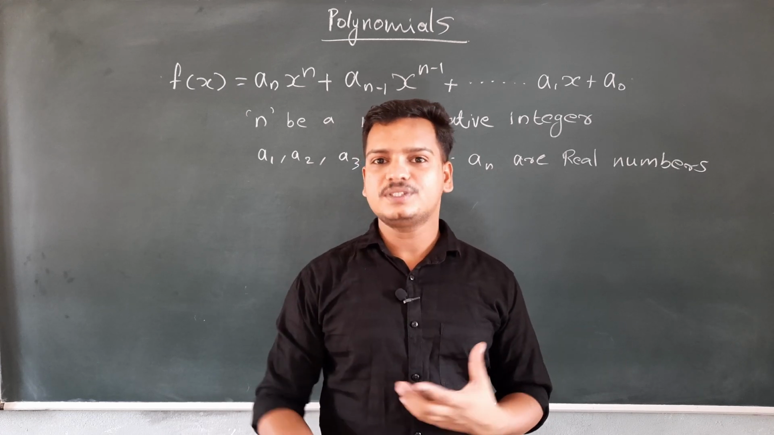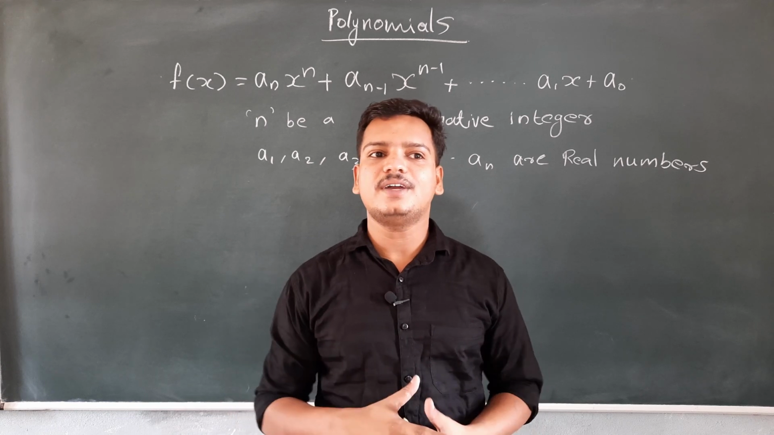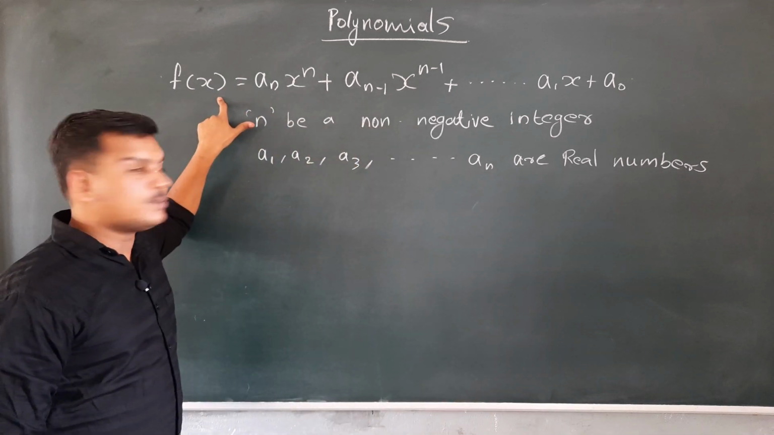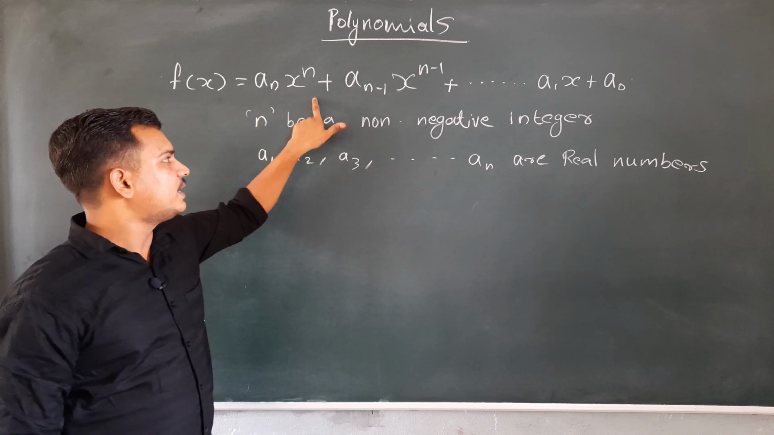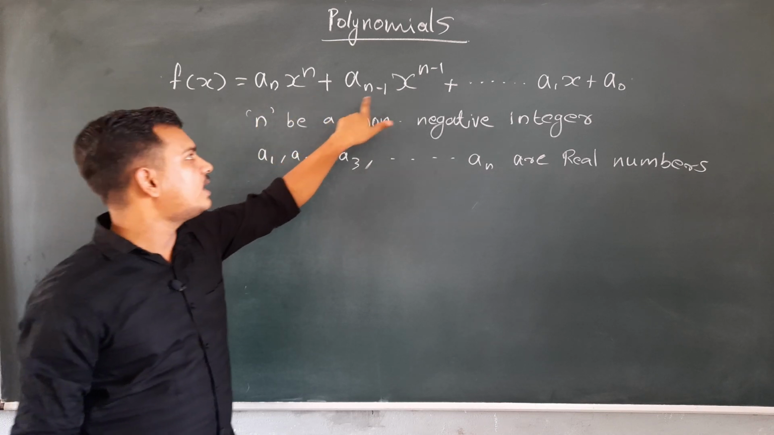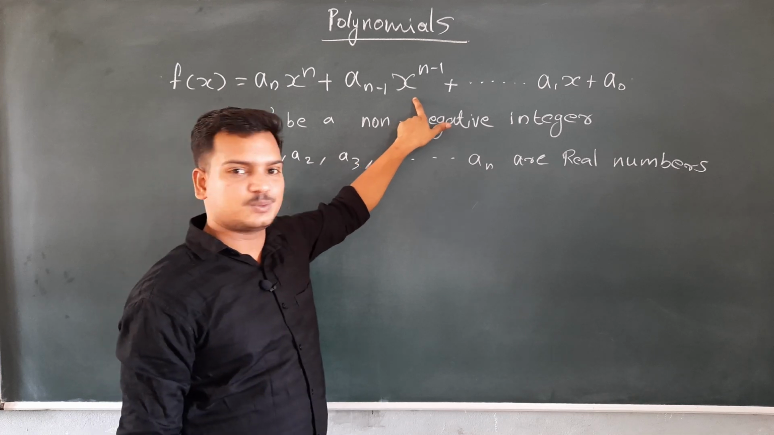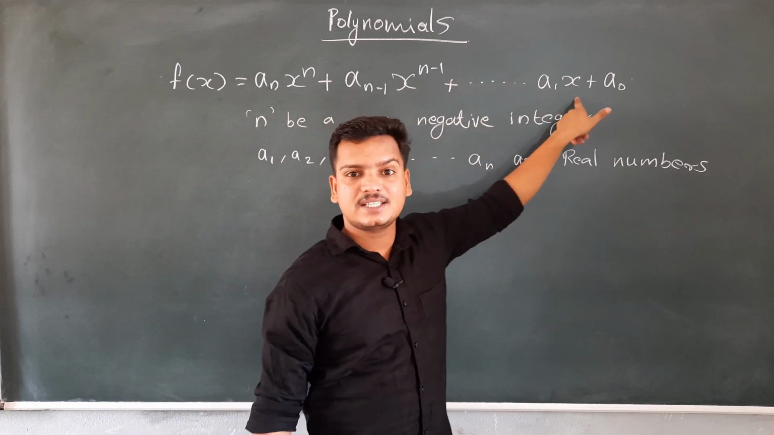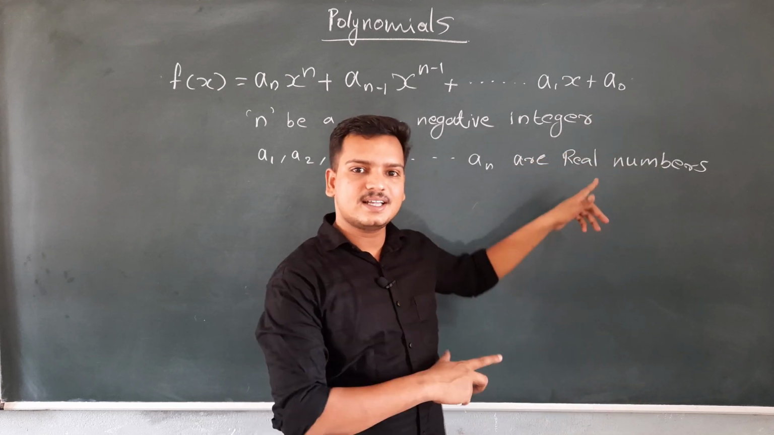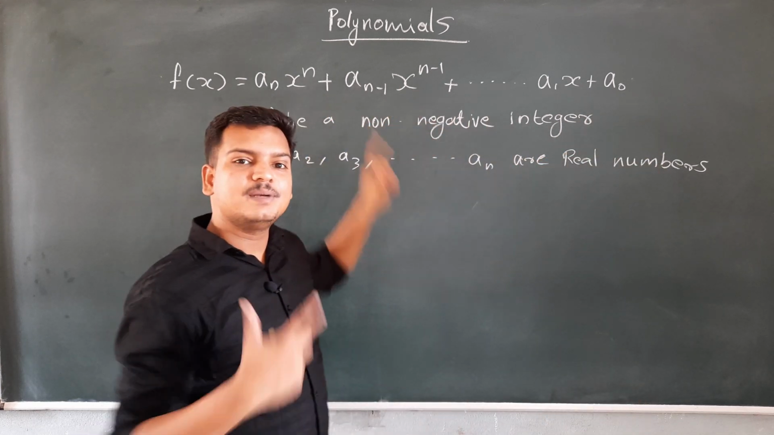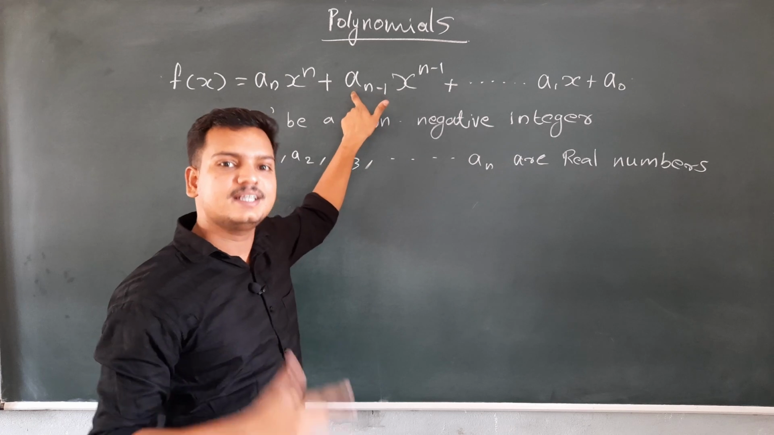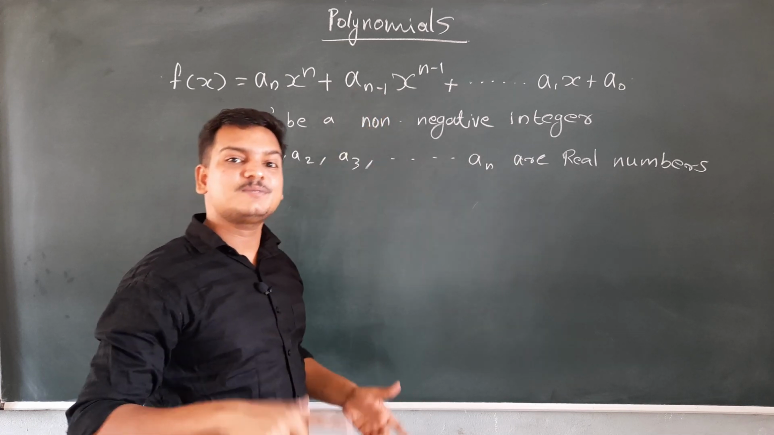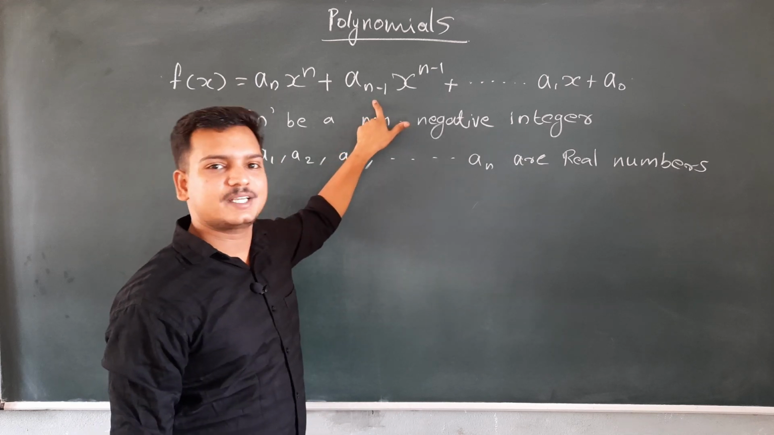But before starting the chapter, let's have a look into that. f(x) = a_n x^n + a_(n-1) x^(n-1) + etc. up to a_1 x + a_0. This is the basic form you may have studied or seen in your textbook. By looking at this expression, you need not worry. The fact is more simple than what you are expecting.